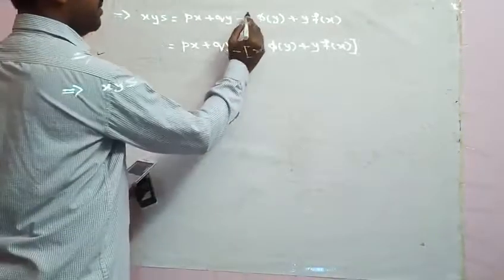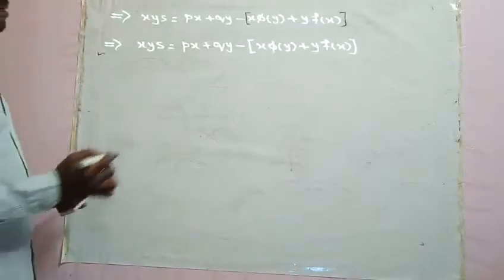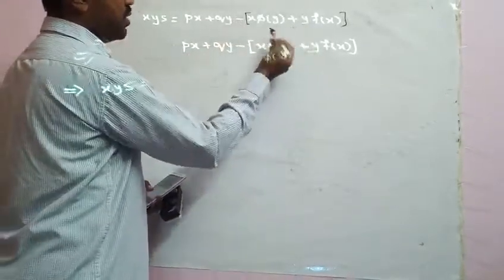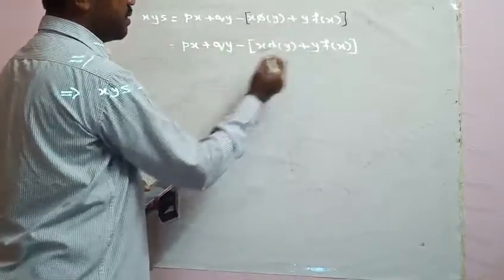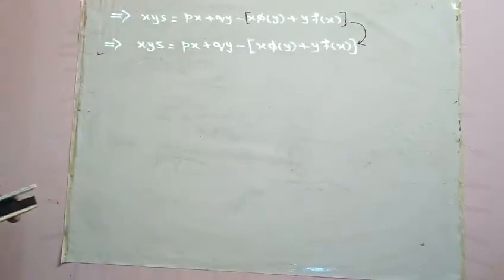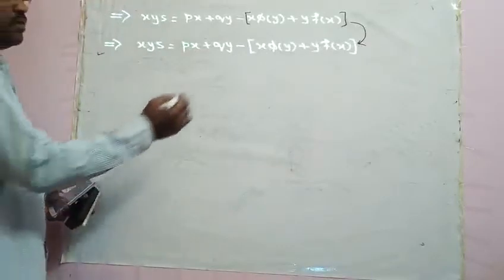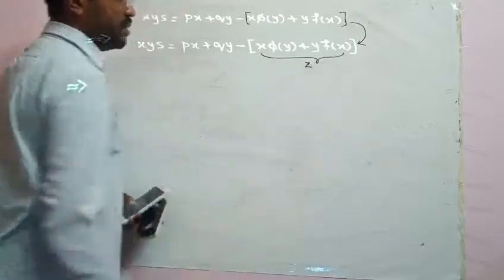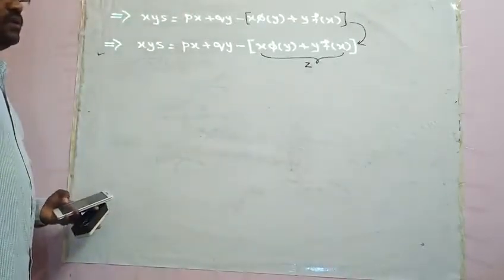So we have taken the minus sign outside so that inside you get plus plus. The same step I have repeated here. Now in this place we can write completely as z as given in the question.